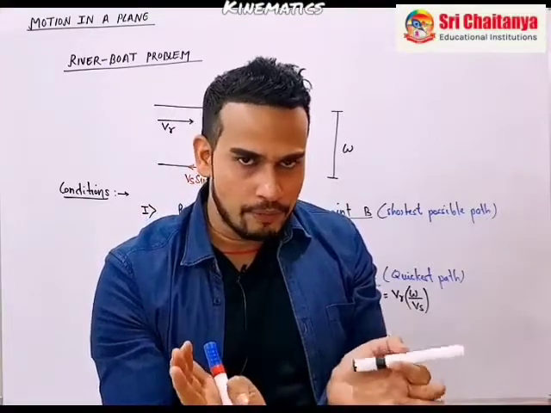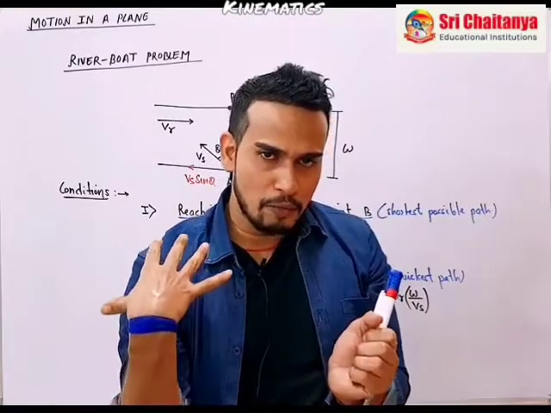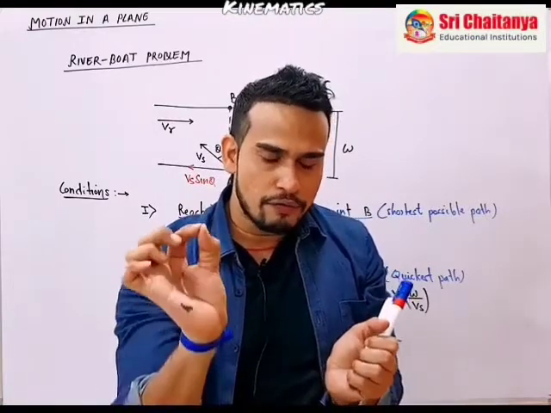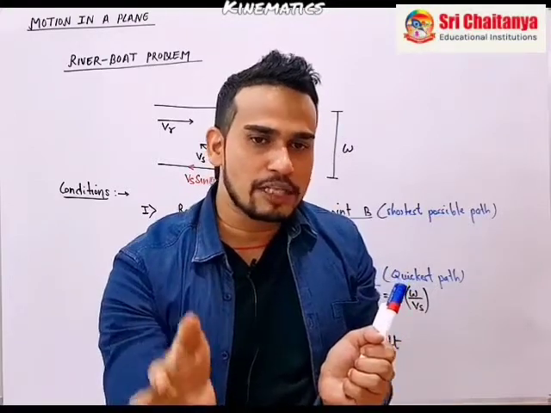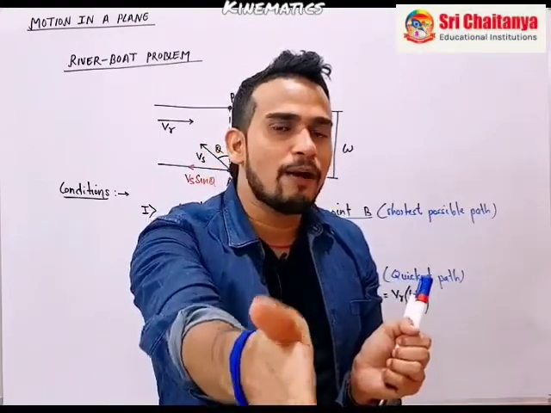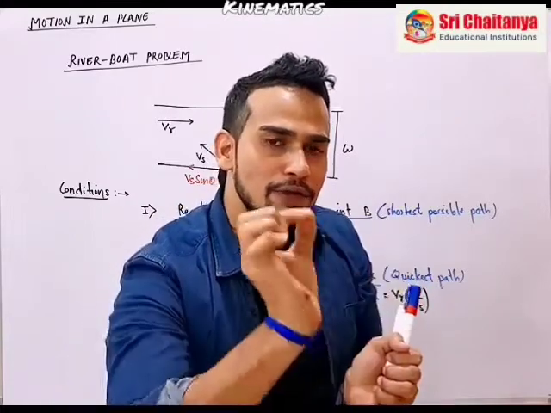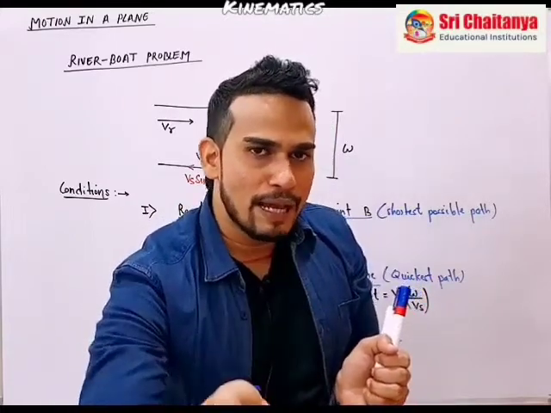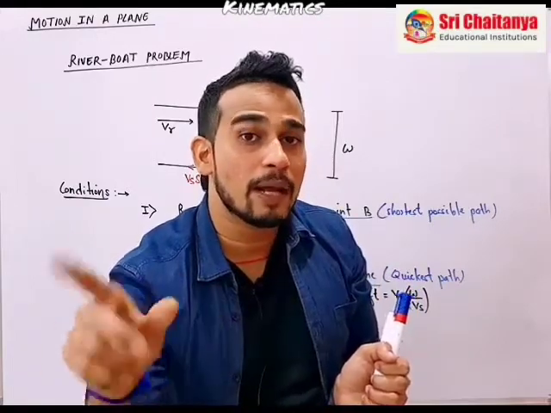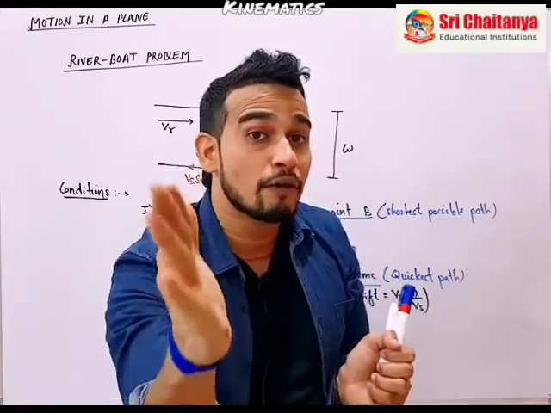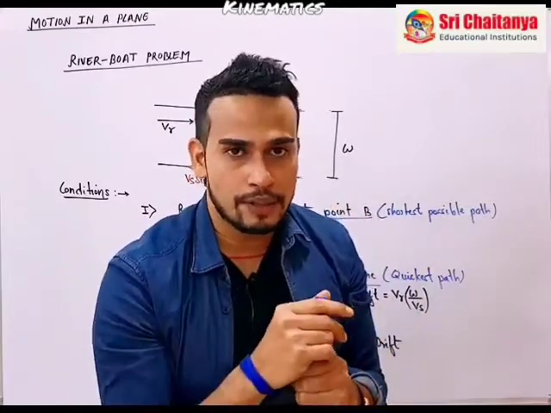Again, I will tell you, a river is there, a swimmer is there, and the swimmer wants to cross the river. So first situation, shortest path. Shortest path means reaching exactly the opposite point. For that, the swimmer's velocity component Vs sin theta must balance Vr. So Vs sin theta will be Vr, so sin theta will be Vr by Vs. This is the condition, theta from the perpendicular. Time taken will be W upon Vs cos theta.